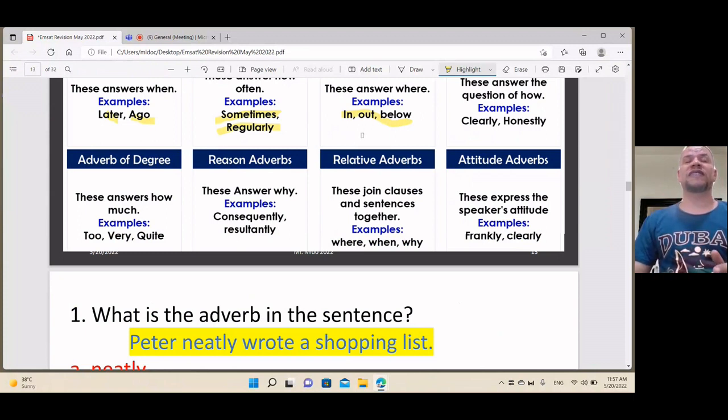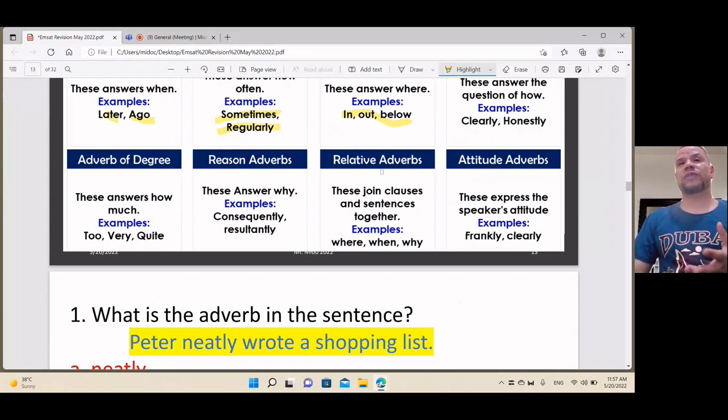Adverb of reason, coming from the answer of why, like consequently, circumstantially, resultantly, meaning coming from because or after.